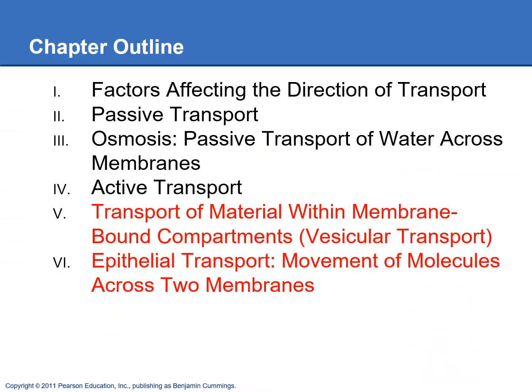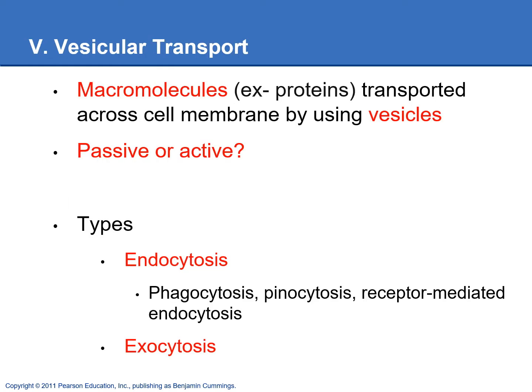We're going to take a look at endo and exocytosis in this lecture. In vesicular transport, we're going to be using a vesicle, a membrane-bound sac, to move things into and out of the cells. So we're going to use this to move larger molecules like proteins, and this is an active process, so we do need energy to do endo and exocytosis.